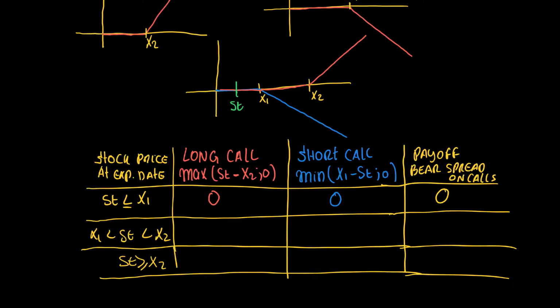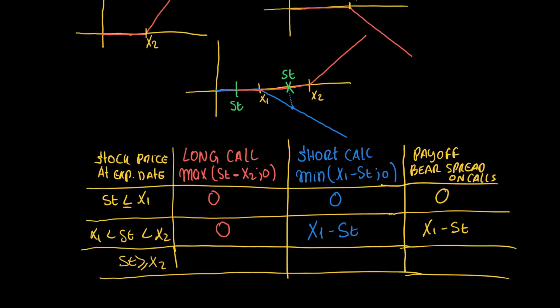If the stock price is between X1 and X2, it falls here. Again, we have 0 on the long position, but on the blue position, on the short position, we get a profit. And this profit is going to be X1 minus ST. So this gives a total of X1 minus ST.